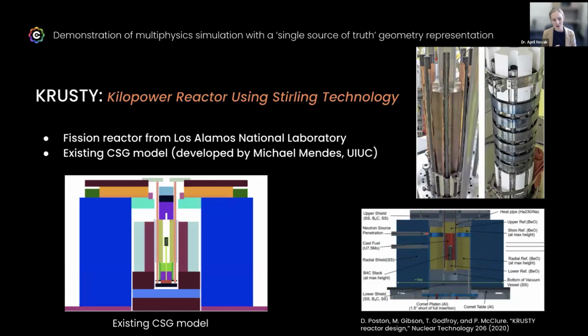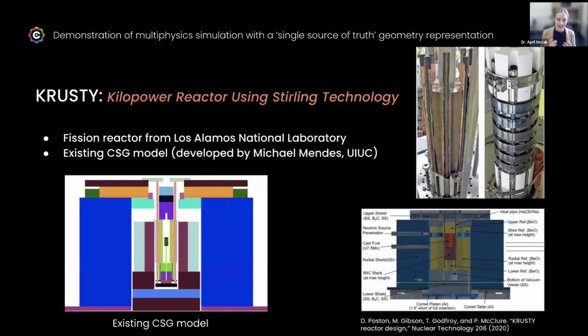This was a fission reactor built and operated at Los Alamos National Laboratory. There's a photo in the top right of the fuel region. This is the region that we will be converting from CSG into CAD. And so it's a cylinder. It's about a foot high, and it has 8 smaller cylinders kind of drilled through the side where there are heat pipes removing the fission energy.